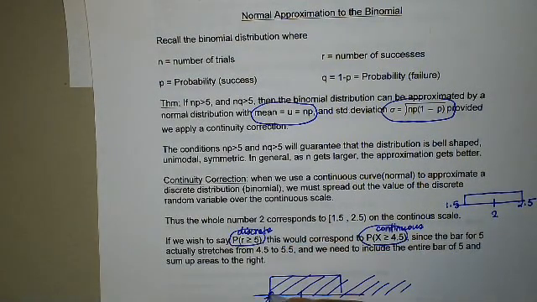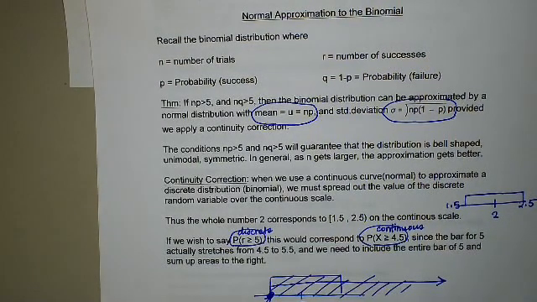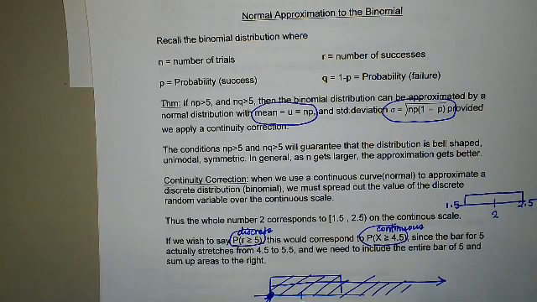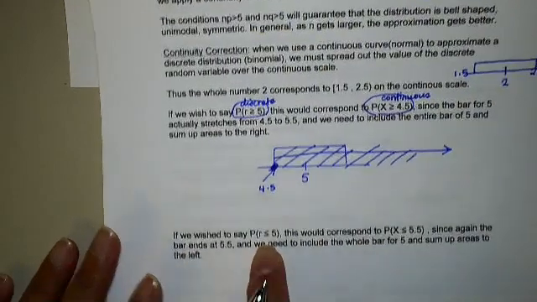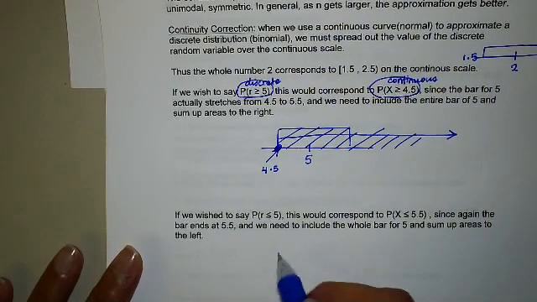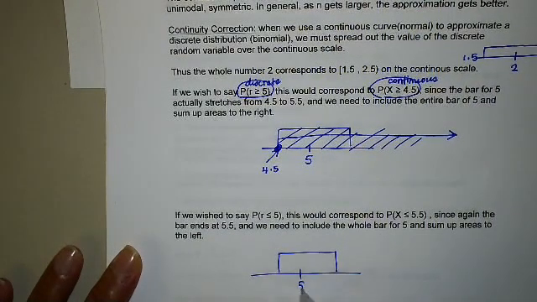So that's why r greater than or equal to 5 translates to x greater than or equal to 4.5, where x is continuous and r is discrete. That's the continuity correction right here. So you better start at the leftmost end of the bar if you're going right, and you would start at the rightmost end of the bar if you were going left.